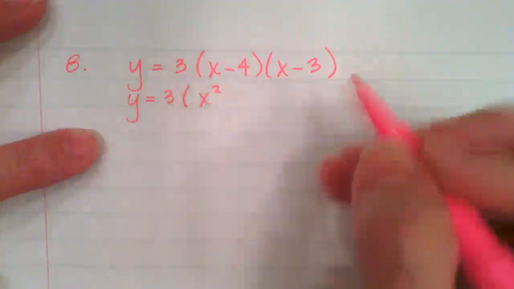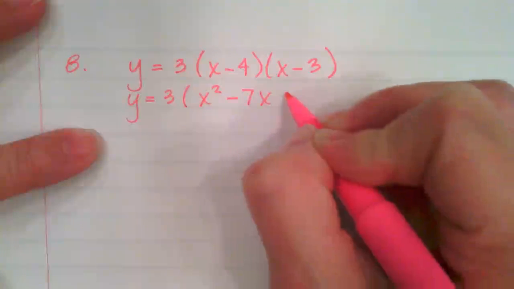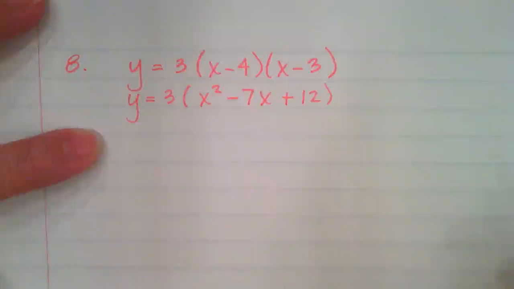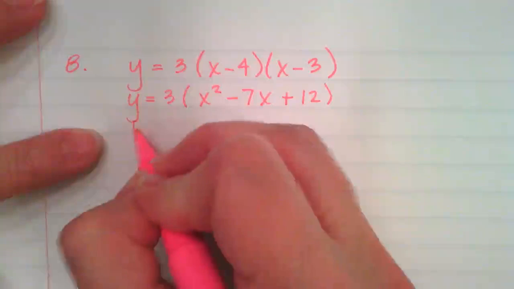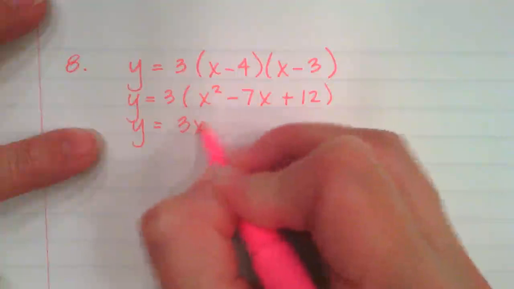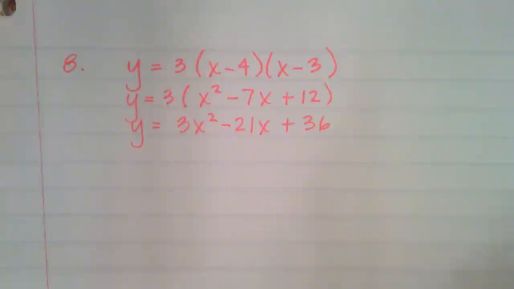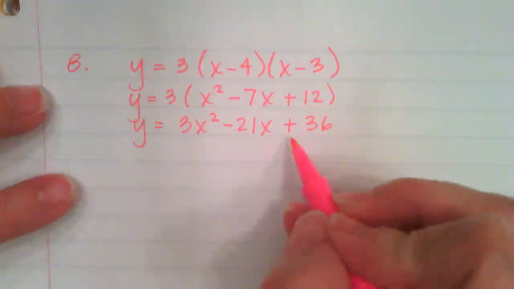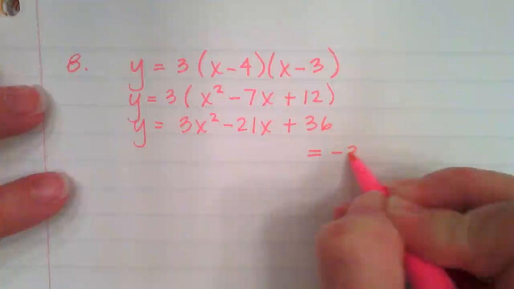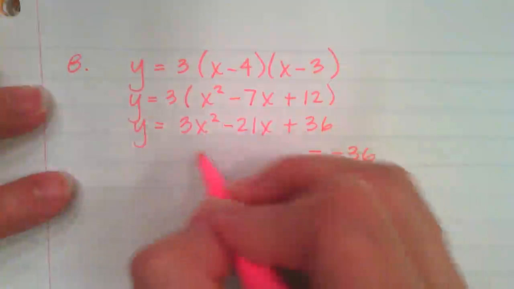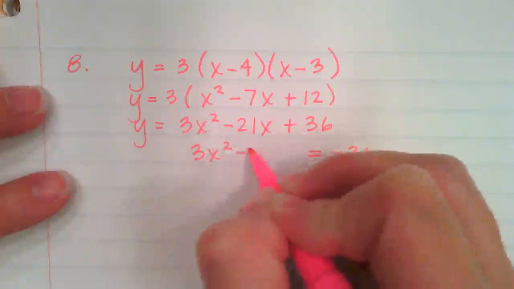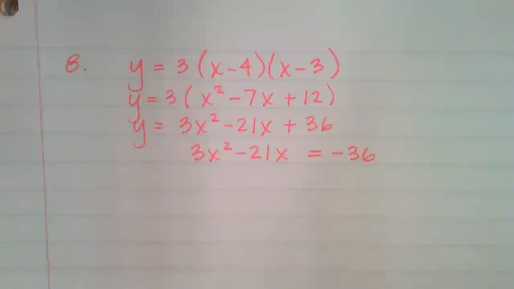So first thing we're going to do is multiply these two. So that would be x squared minus 7x plus 12. And then we need to distribute the 3, so we would get 3x squared minus 21x plus 36. Now we have standard form, so now we can do completing the square to get vertex form. So here we go. First thing we need to do is move the 36 to the other side, so I'm going to call that a negative 36. And then the left side would have 3x squared minus 21x.